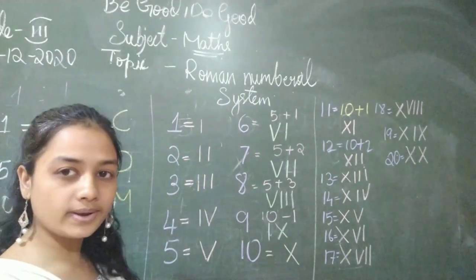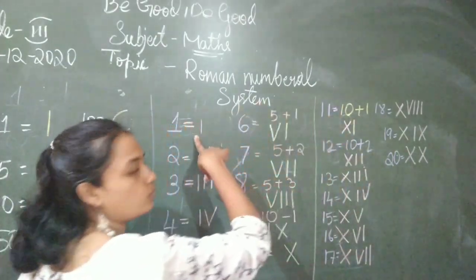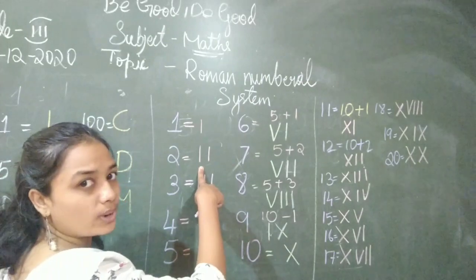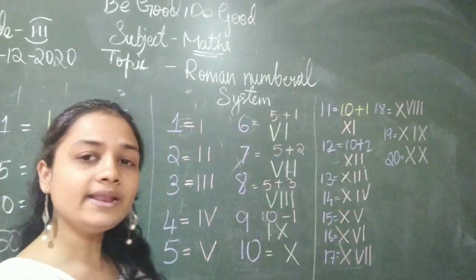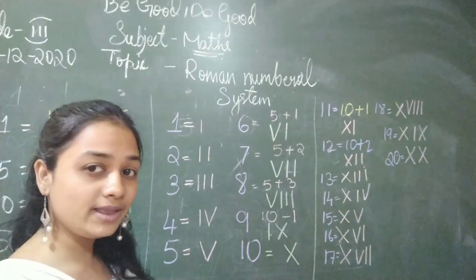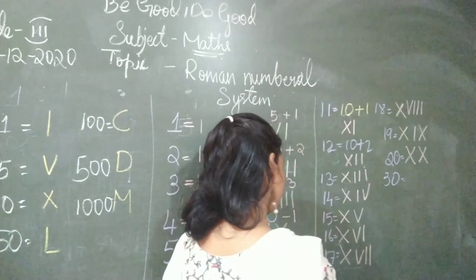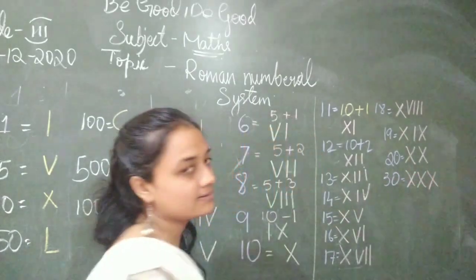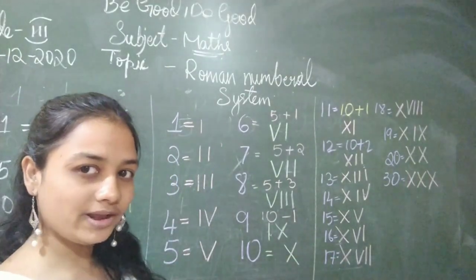So when you want to write 21, you follow the same steps. Write 20 plus 1, 21. 20 plus 2, 22. 20 plus 3, 23. And you keep on writing. For 30, what do you write? For 30, you write X, X, X. This is 30. So can you guess what you can write for 40?